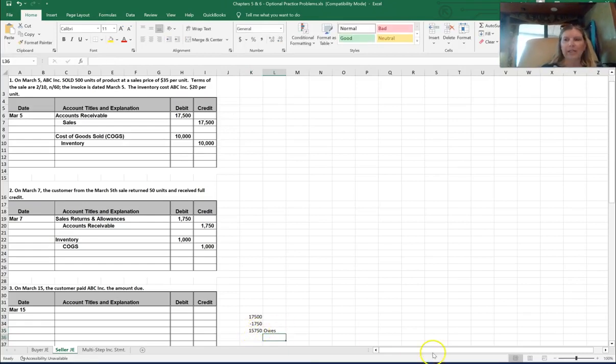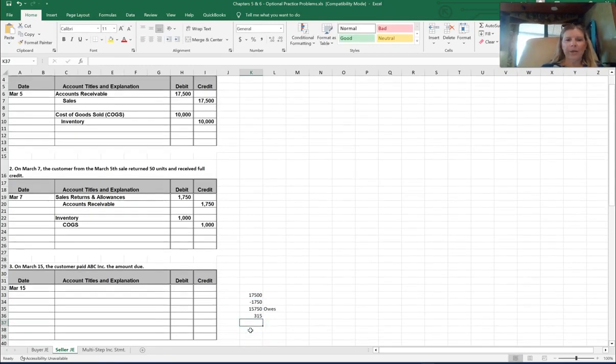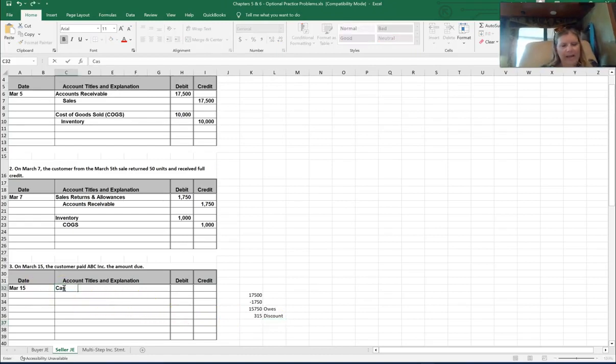So that's what the new discount is going to be calculated on. Okay, so if we take this $15,750 and we multiply it times 2%, because that was the discount amount, the discount is going to be $315. So they're going to give us cash, right? Because it says they're paying us.